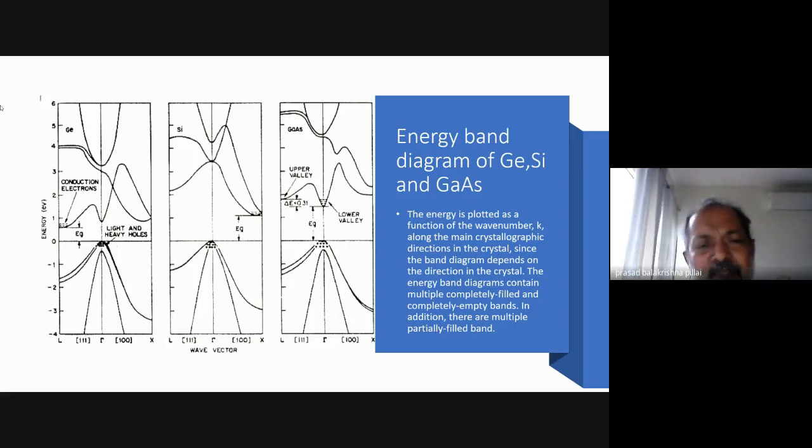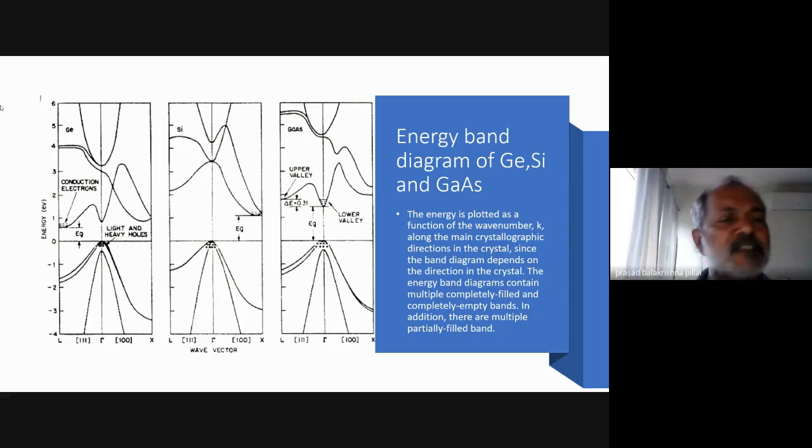So energy band diagrams are normally known as EK diagrams. We have seen that K is the wave vector, or K decides the momentum. So energy band diagrams are essentially energy versus momentum, because h cut K will give you momentum. So it is essentially a graph between the energy of the electrons and the momentum of the electron. That is why sometimes they are known as EK diagrams also. K is the wave vector, that is 1 by lambda and things like that.